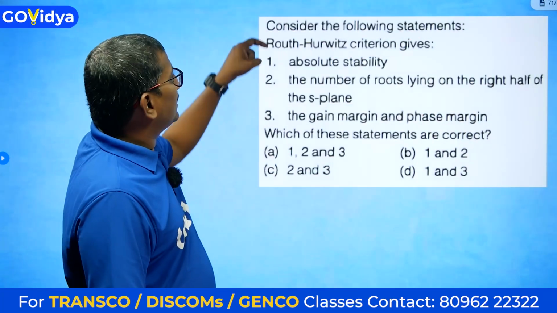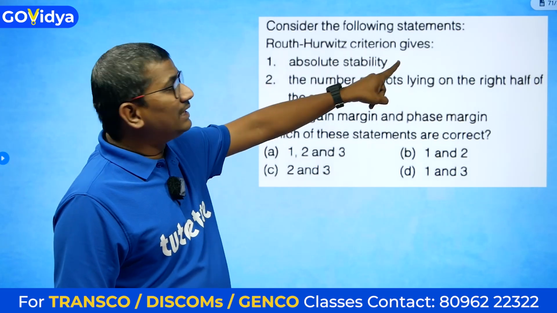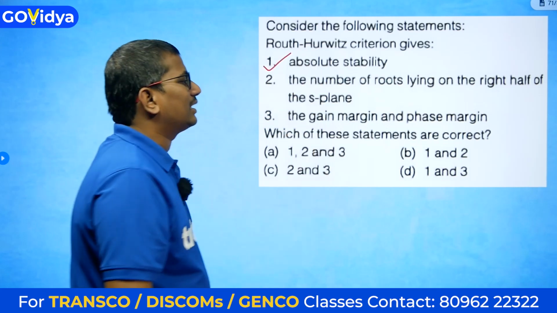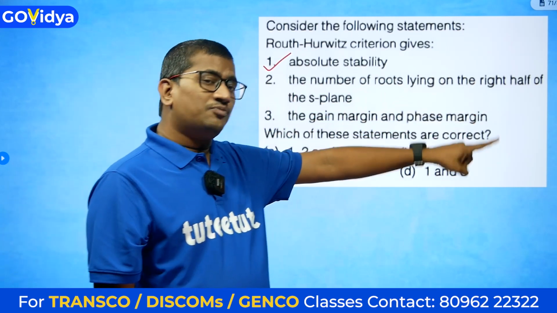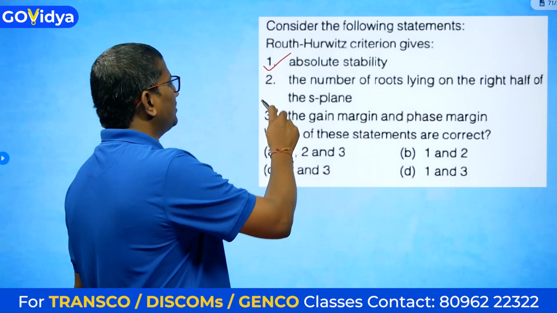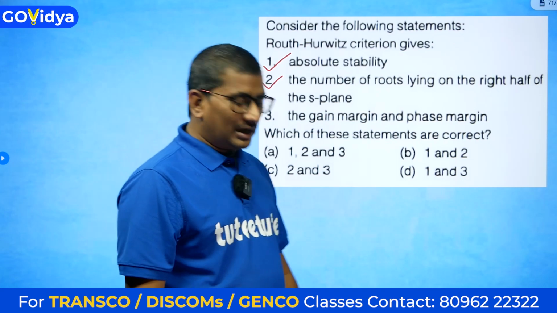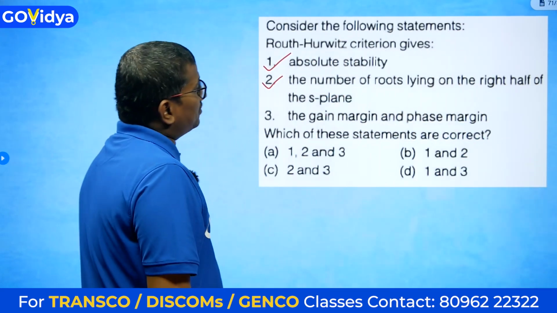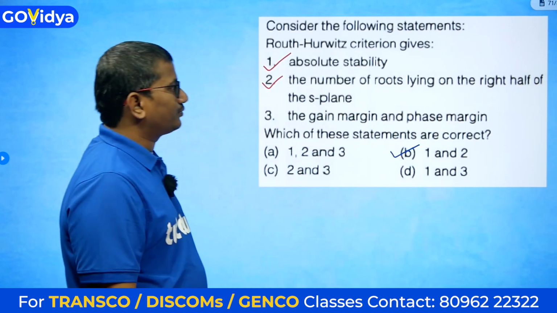Now, read the question. Consider the following statements. Routh-Hurwitz criterion gives absolute stability, as it is true. The number of roots lying on the right half of the S-plane, yes, it will give. The gain margin and phase margin, is it possible to calculate them? No. So therefore, which option is correct? 1 and 2. Correct, right?